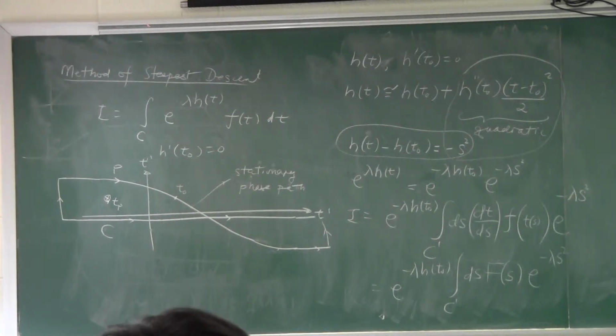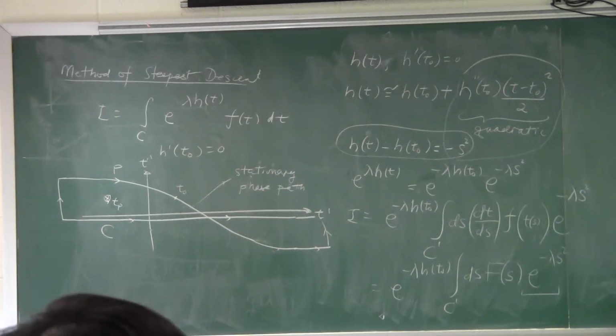The good thing about this change of variables is that this function just looks very simple. It just looks Gaussian. Okay, it just looks Gaussian. So let me see what kind of insight I can have by looking at this integrand with the Gaussian function in the exponent.